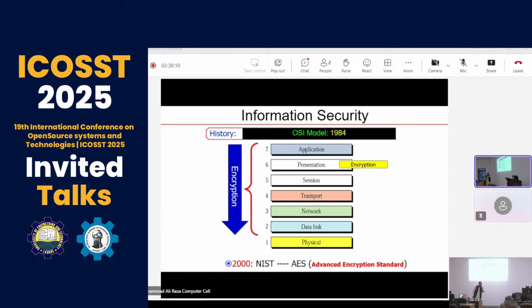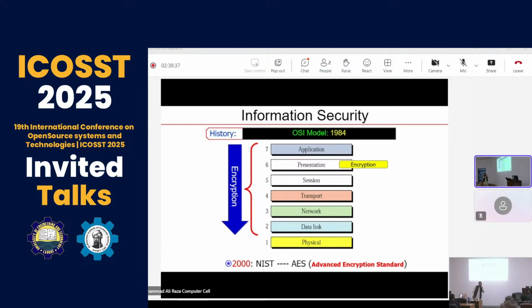Look at the OSI model. How many layers are there? Seven layers. And at each and every layer there can be an encryption. Out of these seven layers, at six layers we have encryption. But one of the major encryption algorithms is used at the presentation layer.